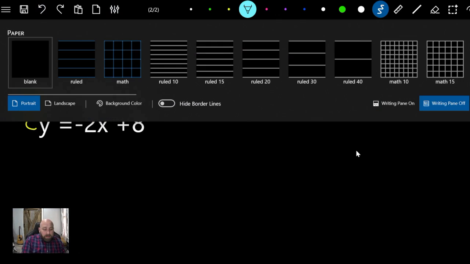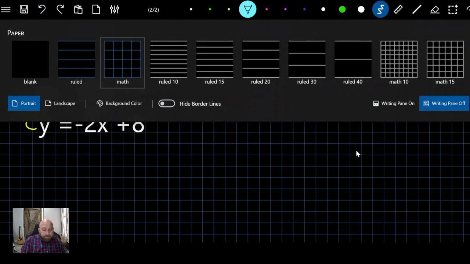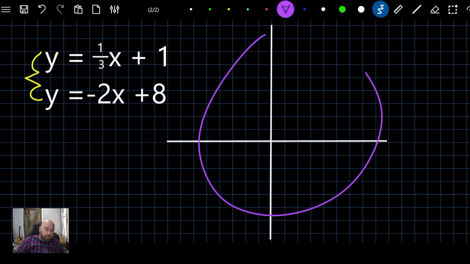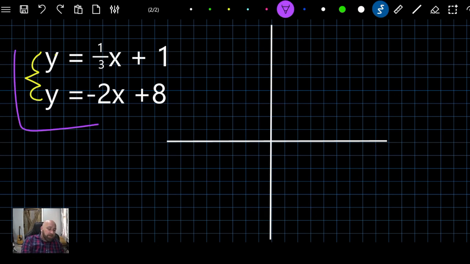So let's switch over here to our graph paper. This is a system of equations, and I've put the graph paper up there. I put my Cartesian plane right here, and over here are my two equations. I want you to see they're joined together by this little bracket right here.